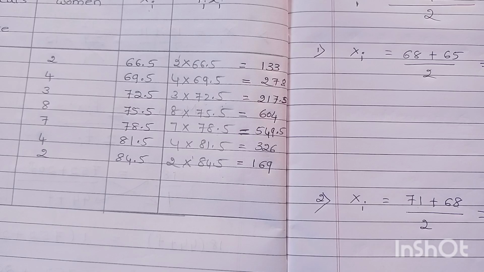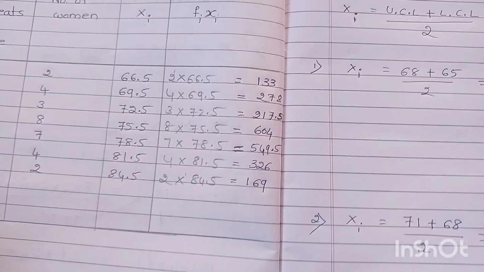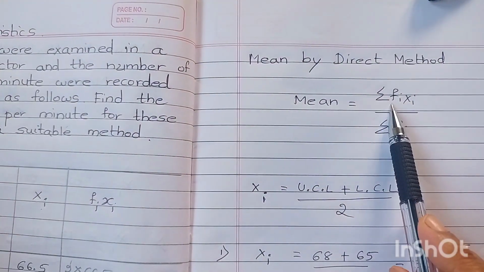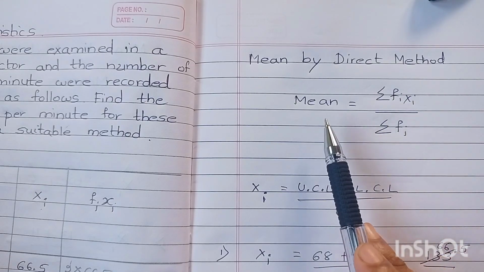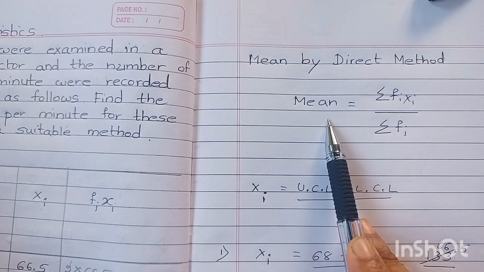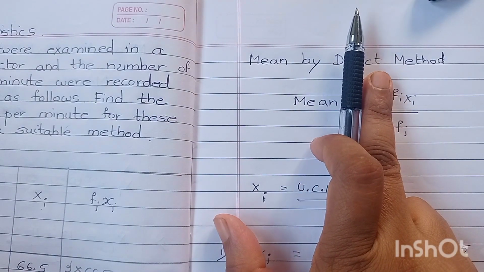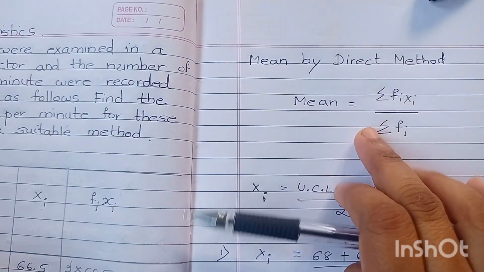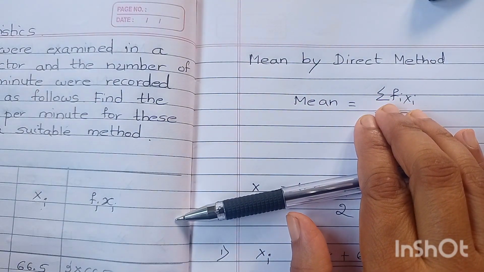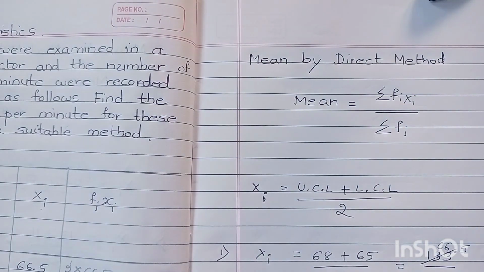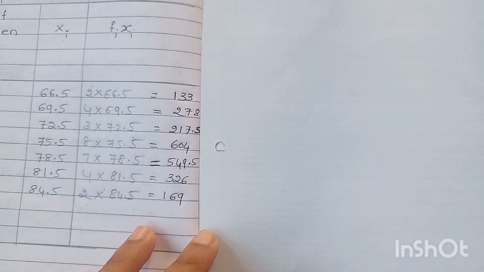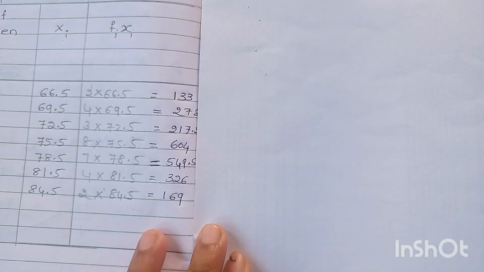Now what we have to do? We have to substitute the value of sum of Fi into Xi divided by sum of Fi in the mean formula, right? To get the mean. Already we did Fi into Xi. Now we have to find out sum of Fi into Xi. Sum of Fi into Xi means we have to add the Fi into Xi values. Look at this carefully. Since it is a decimal point, I am showing you in detail.